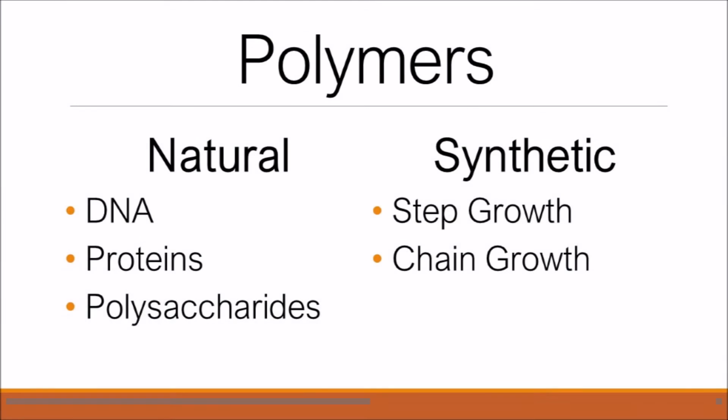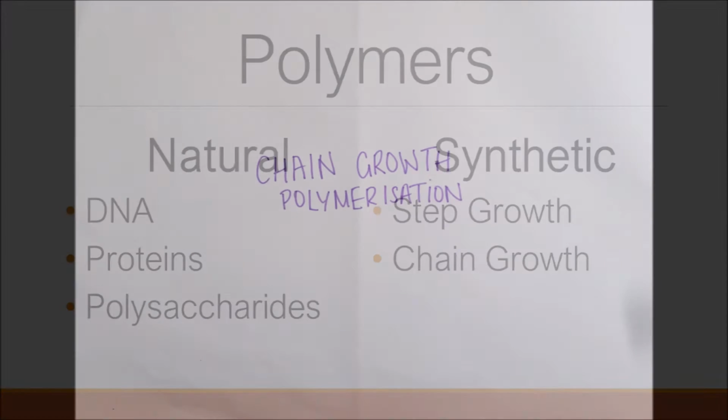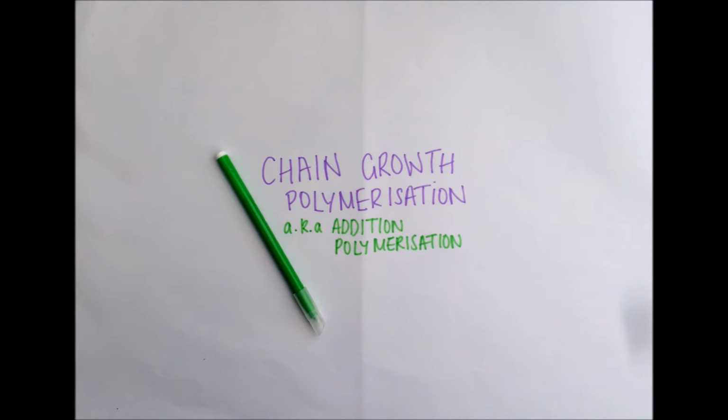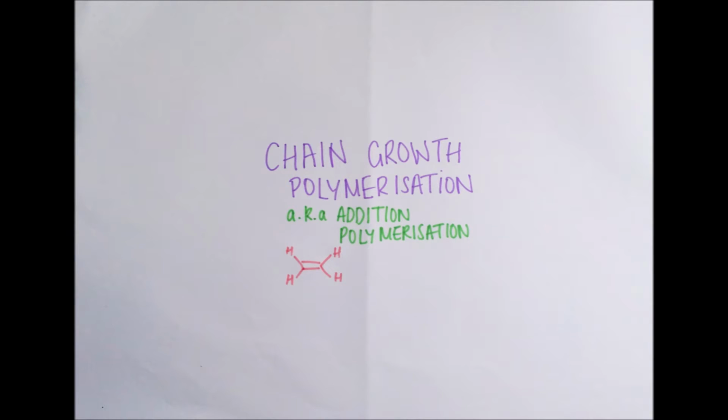Generally, there are two types of polymers, natural and synthetic. We'll be looking at synthetic polymers that are formed mainly by two methods, chain growth and step growth polymerization. Chain growth polymerization is commonly also known as addition polymerization. It is commonly performed by unsaturated monomers, typically alkenes which contain a double bond. The example I'll be using to talk you through the three steps of chain growth polymerization is ethene.